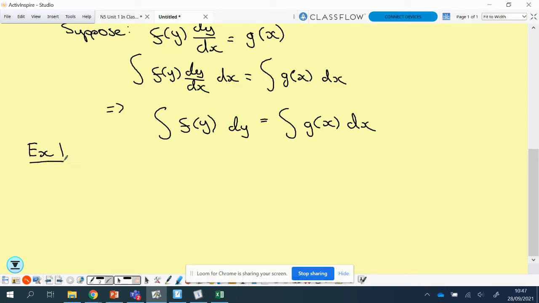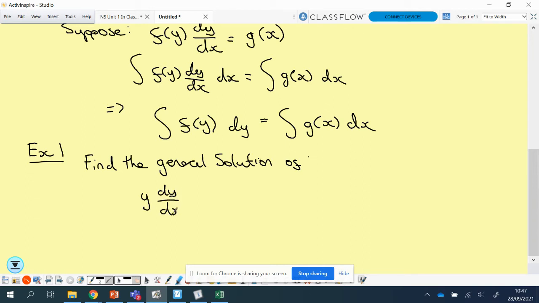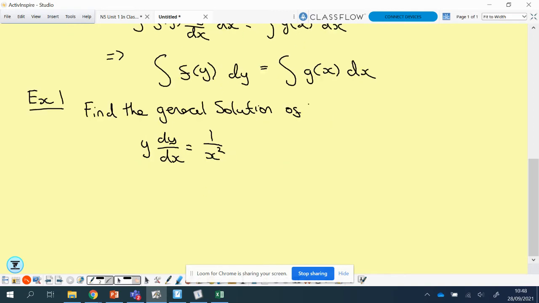Example 1. Let's find the general solution of the equation y dy by dx equals 1 over x squared. Our question is to find out what was the function of y such that if I differentiated it and substituted into here, I would end up with that right hand side there. That's my aim just now.